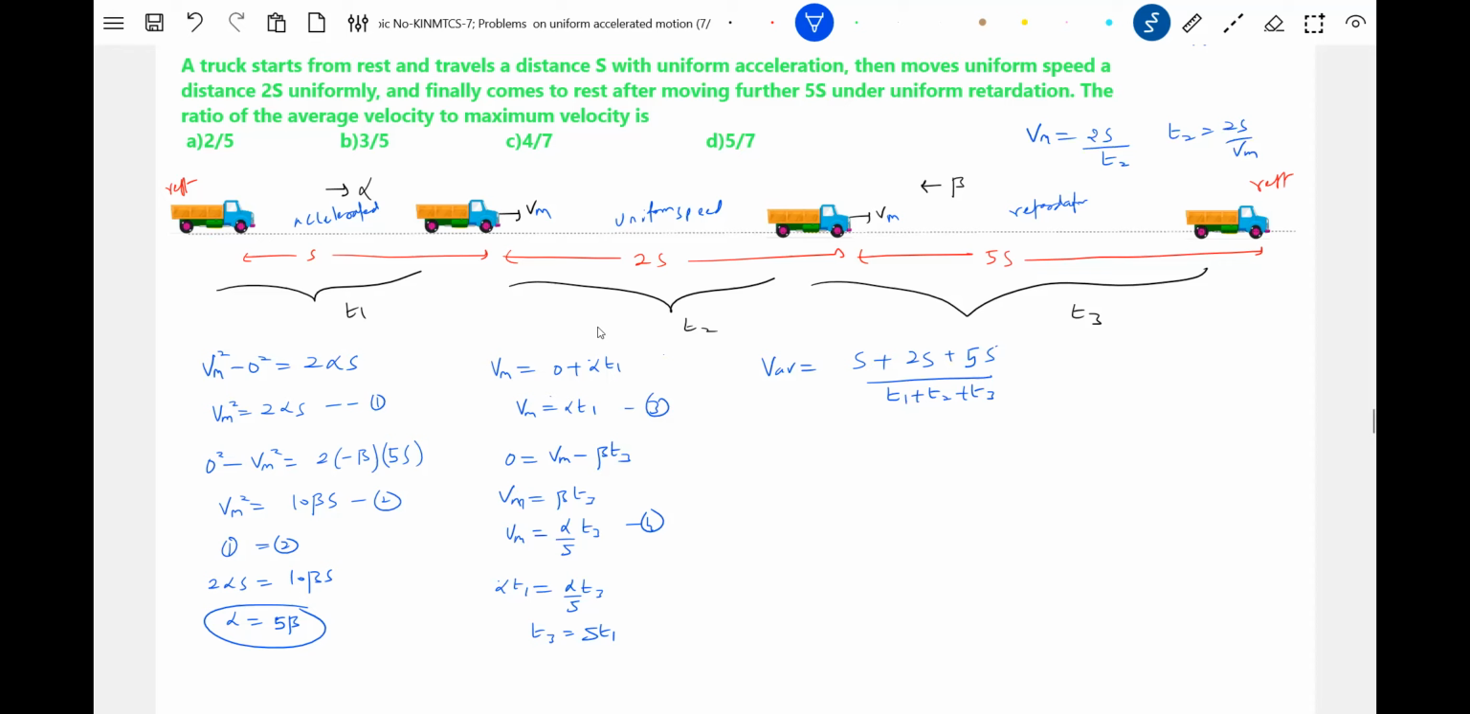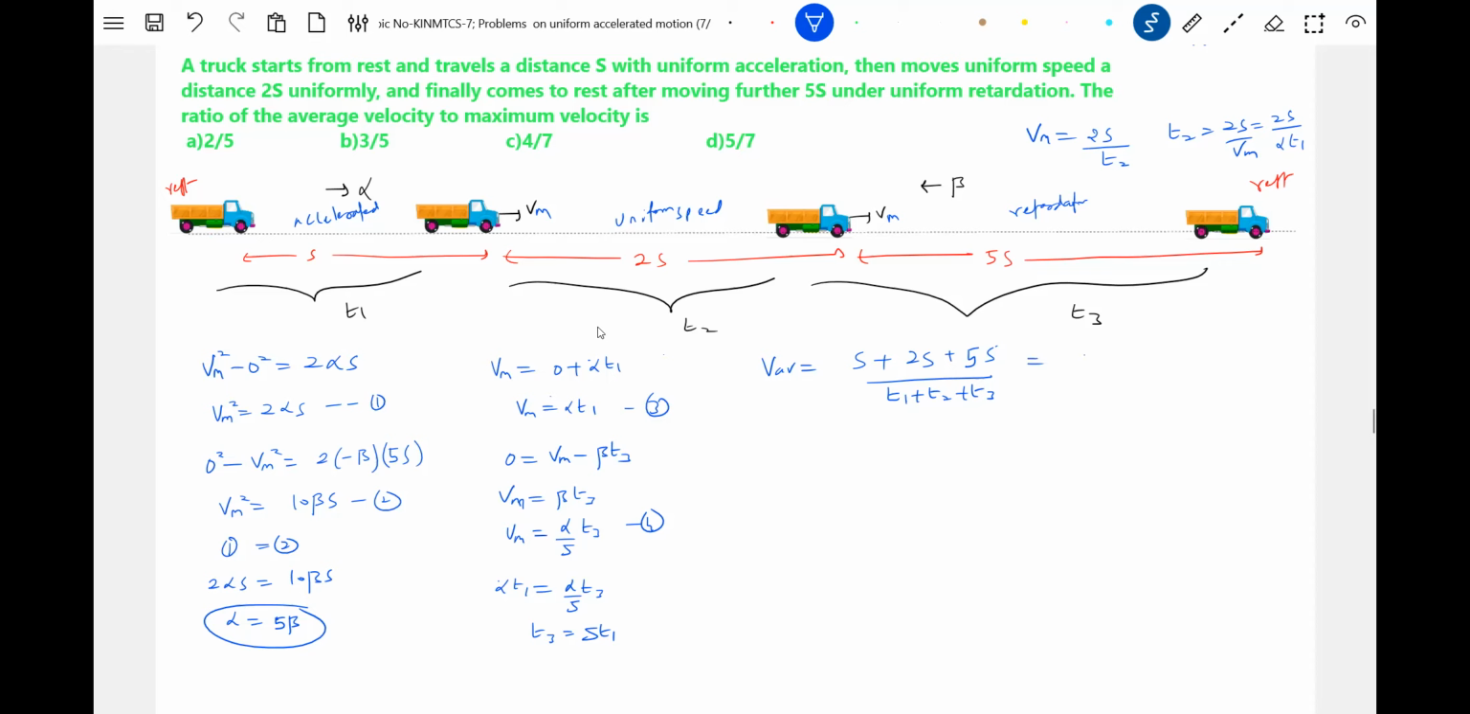We can write Vm as alpha T1. And s equals Vm square by 2 alpha, so in terms of alpha, we can write it as 2 alpha s. Now we have everything. I should bring Vm into the picture. That is our condition: Vm has to be brought in here.